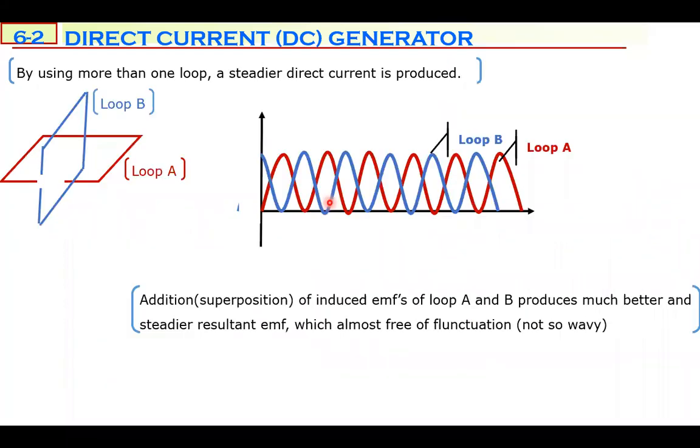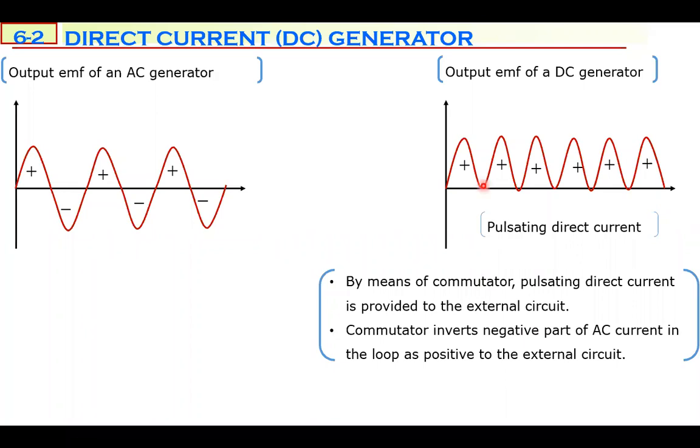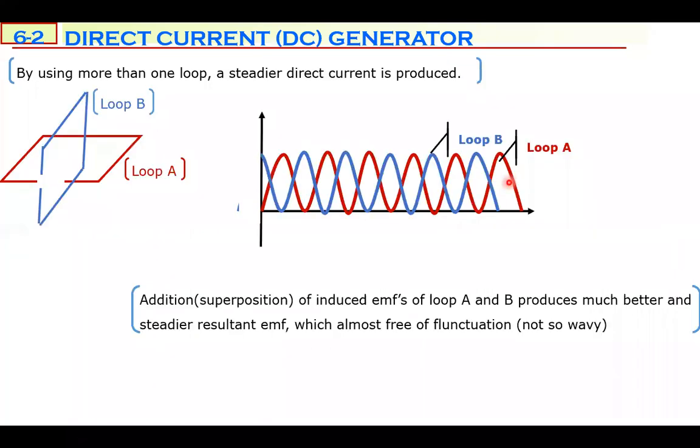Of course, this is a pulsating direct current, but it is not a perfect direct current. It is possible to get a much steadier direct current than this one. You only need to use more than one loop. For example, loop A is horizontal and loop B is vertical.